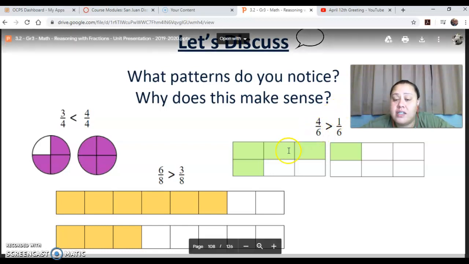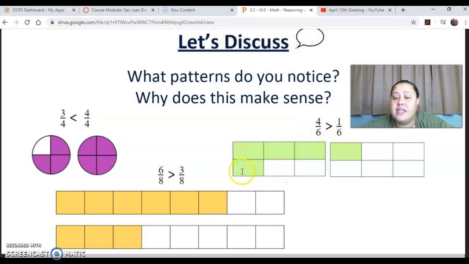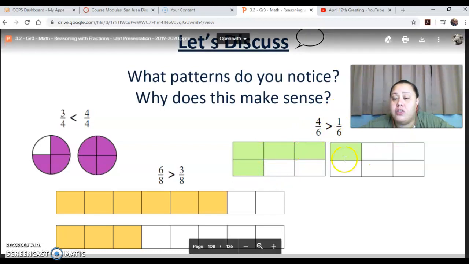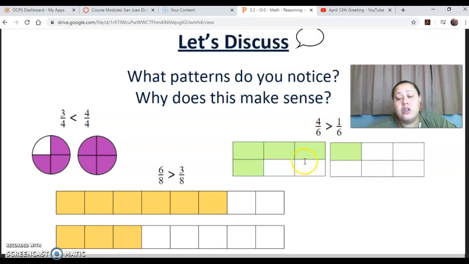So this 4/6, 4 pieces of the 6 were shaded. Compare it to 1/6, where only one piece out of the 6 was shaded. So to correctly read this number sentence, this would be 4/6 is greater than 1/6.